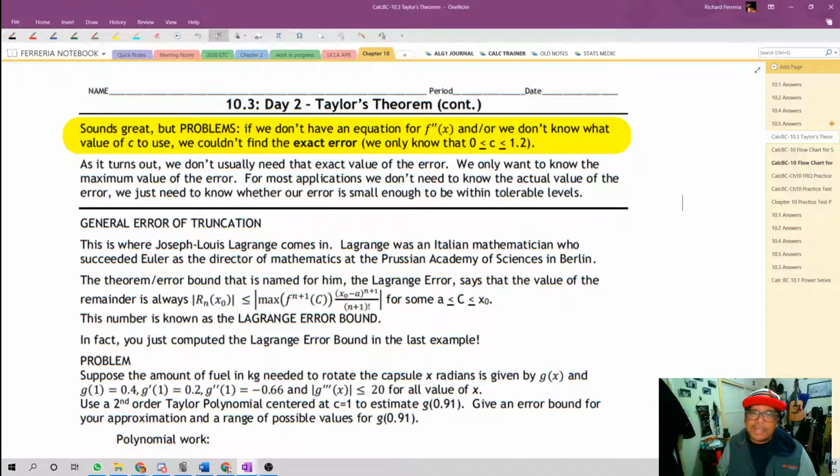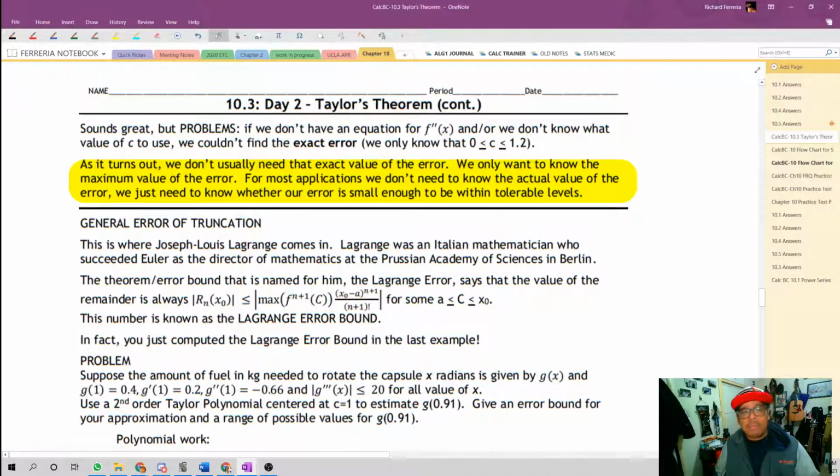Except in that case in the 1950s where there weren't calculators, but that's historical. We couldn't figure out the exact error, and we don't really need to figure out the exact error. We just need to figure out the biggest that error could be. Rather, it's more important for us to do quick calculations to find the maximum value of the error than to do a lot of tedious calculations to find the actual error. It's okay, in most cases, to know how big the error could be.